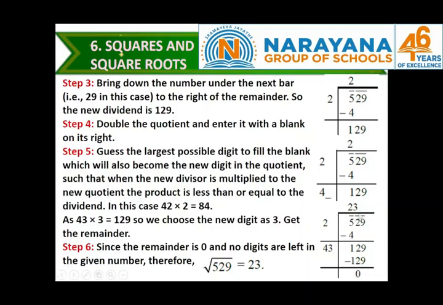So now what is the quotient here? 23. 23 is the square root of 529. It is tricky and logical, but it is very simple to solve the problems if the numbers are very big. Suppose the numbers are given in 8 digits or 9 digits, this method is easy instead of applying the prime factorization method or the repeated subtraction method.